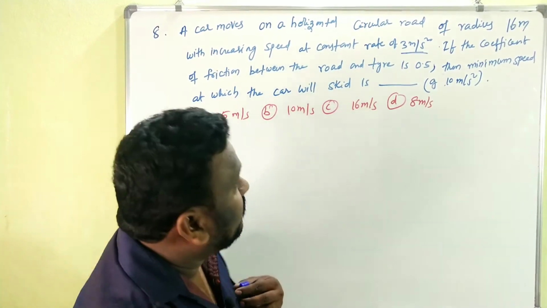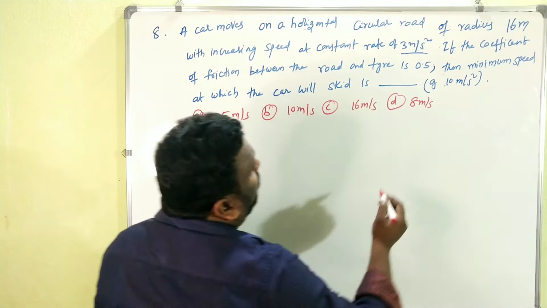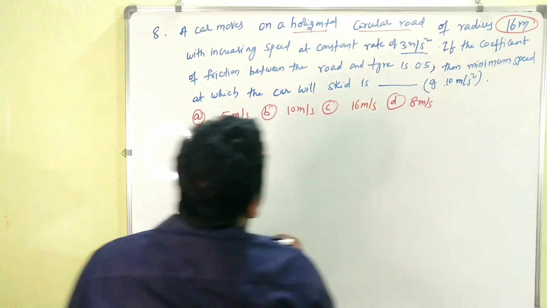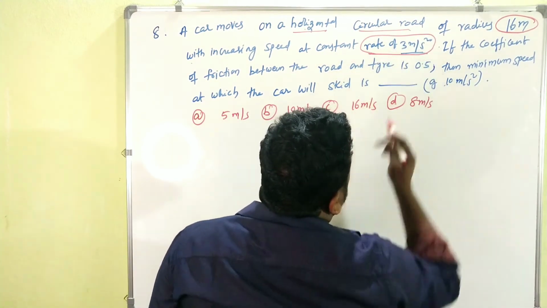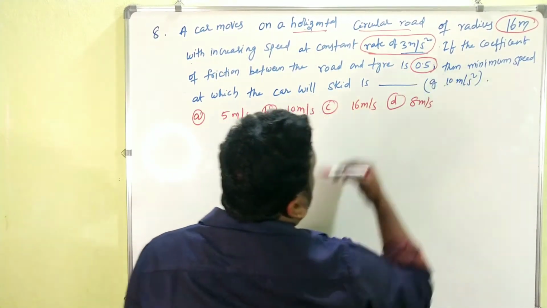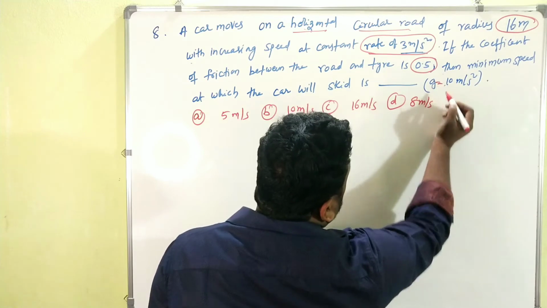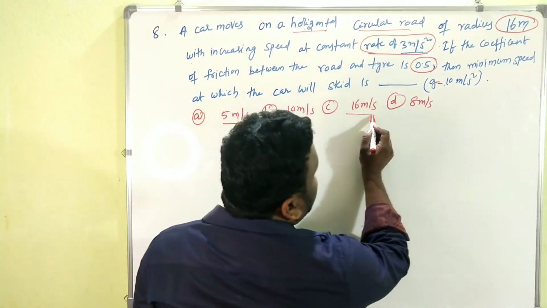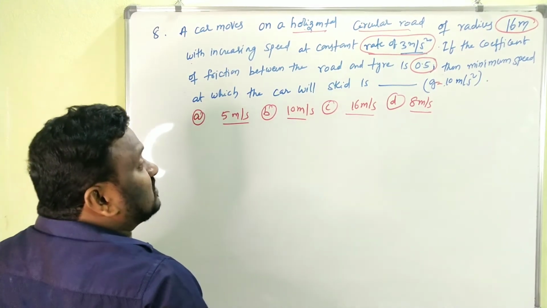Next question, a very interesting one. A car moves on a horizontal circular road of radius 16 meters with increasing speed at a constant rate of 3 meter per second square. If the coefficient of friction between the road and the tire is 0.5, then the minimum speed at which the car will skid is? G is equal to 10 meter per second square. The options are 5 meter per second, 10 meter per second, 16 meter per second and 8 meter per second. So that is the problem given. We have to find out at which speed the car will skid.